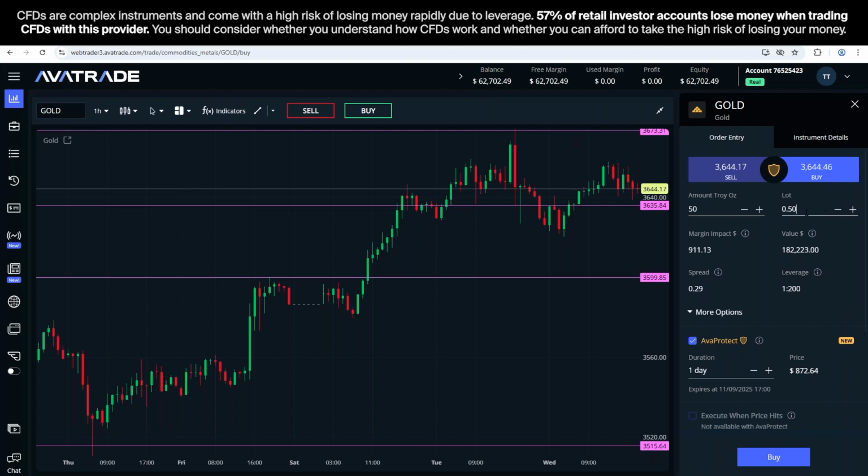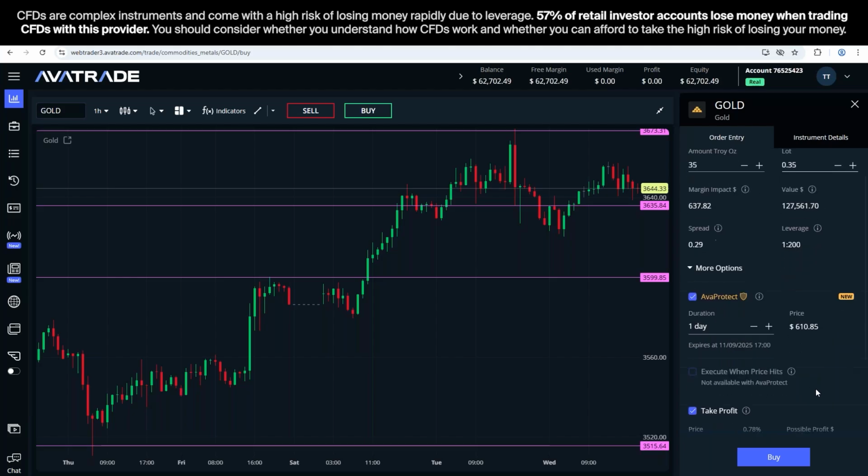So if I then do 0.4, that gets me closer. 0.35. Okay, now I'm under 1%. I'm risking, the cost of 1 day's protection is $610, which is less than 1%. So I can be protected past those announcements tomorrow by an hour and a half.